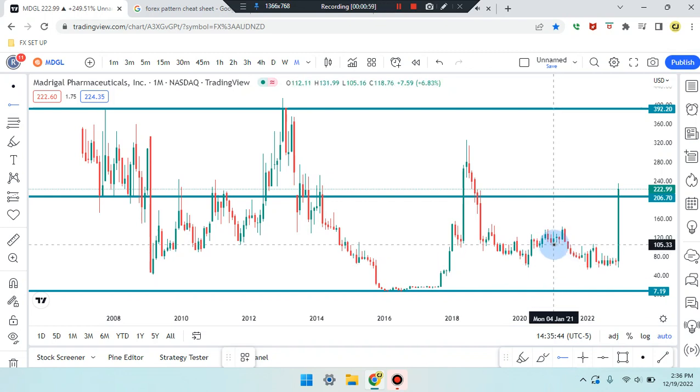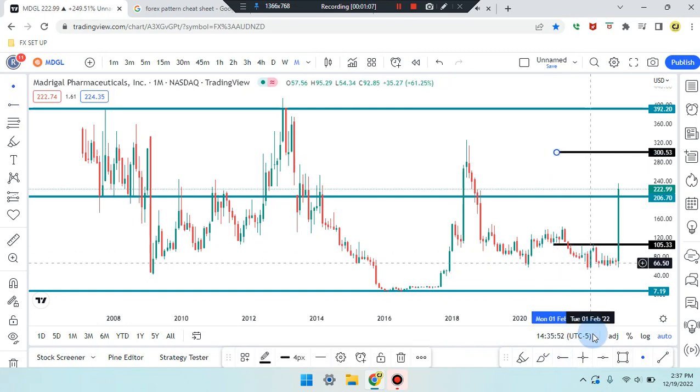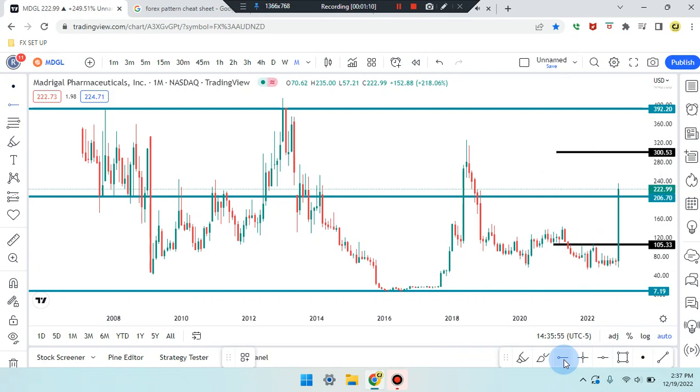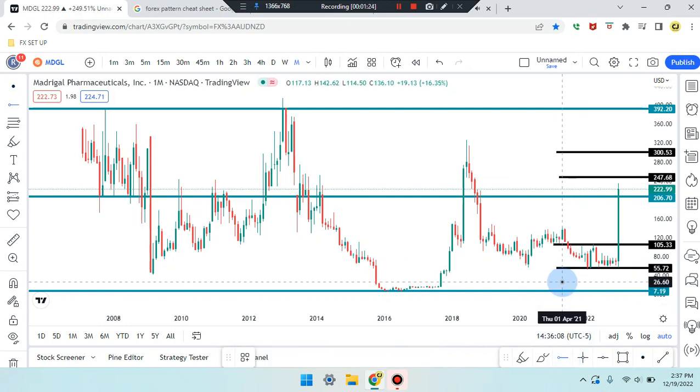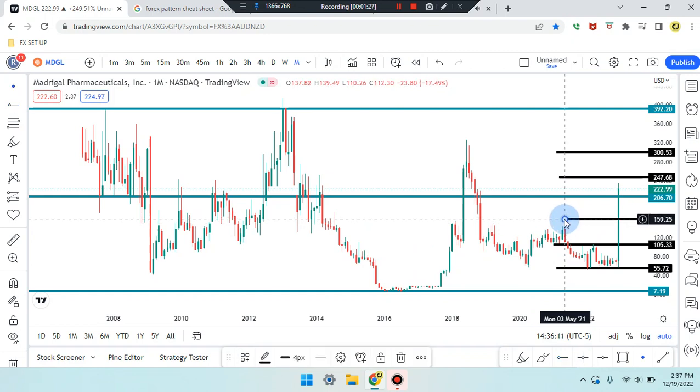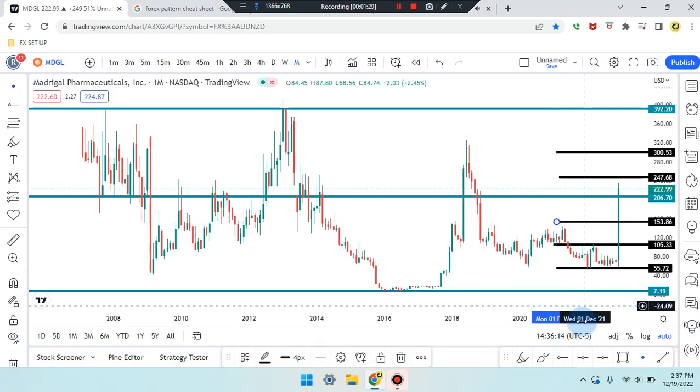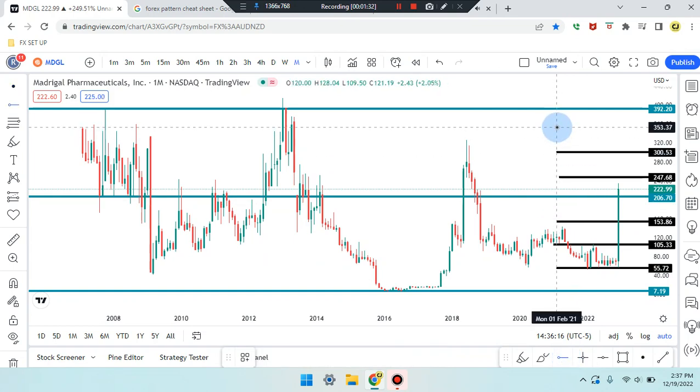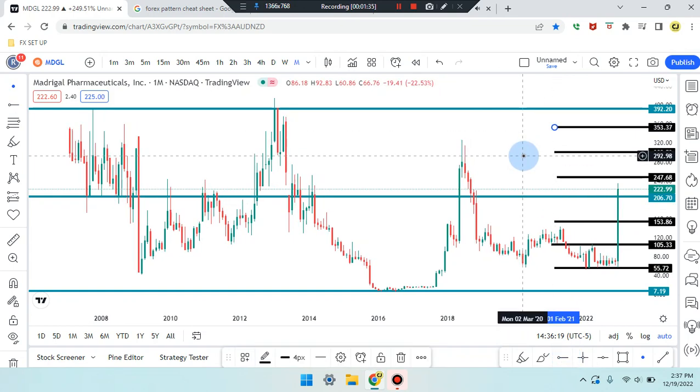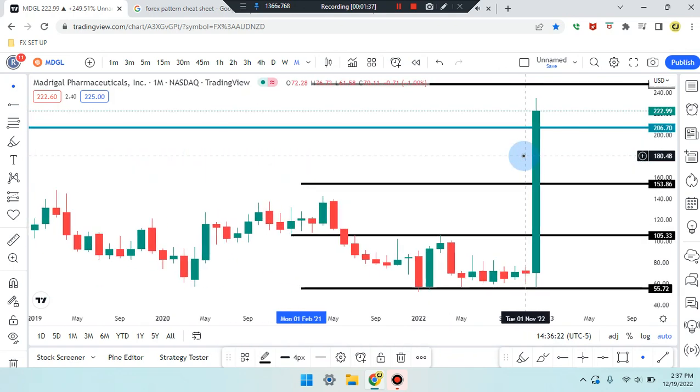Also adding second level lows, second level highs, third level lows, third level highs, fourth level lows, and fourth level highs. So let's zoom in on the price and see what's going on.